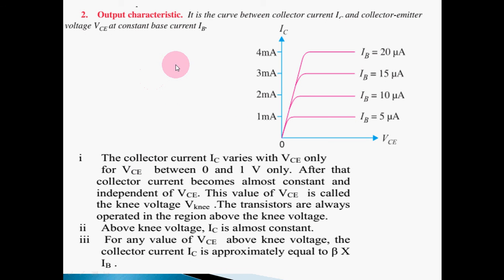Next is the output characteristics. As we know, output characteristics is a relation between output current and output voltage with respect to input current. So IC is the output current, collector emitter voltage is the output voltage, and input current is IB. So the relation of IC and VCE with respect to IB. This output characteristics has 3 points. The first point is that the collector current IC varies with VCE only for VCE between 0 and 1 volt.